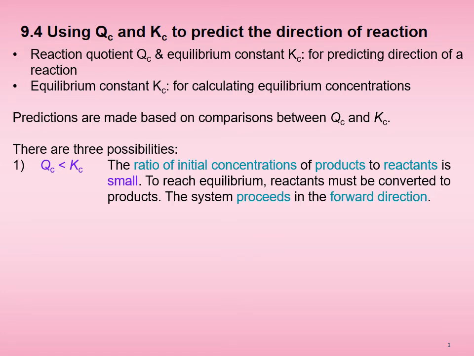That is, the relatively low level of each product has to become higher and the relatively high level of each reactant has to become lower. Thus, to achieve equilibrium, more reactants must be converted to products. The system proceeds in the forward direction.